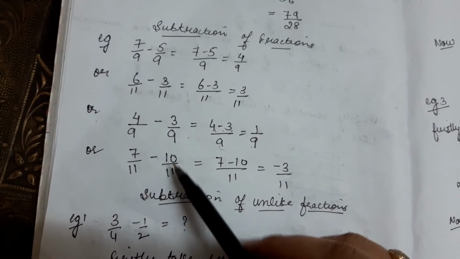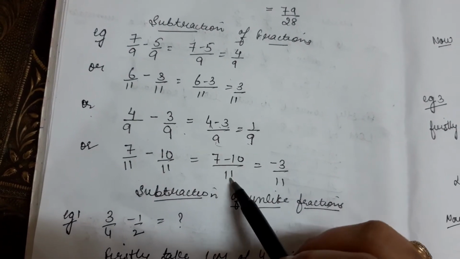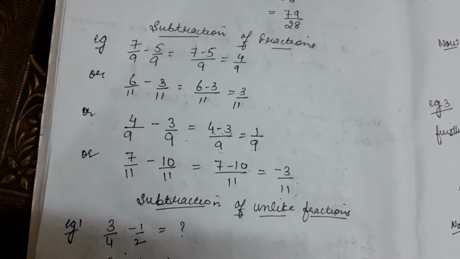7 by 11 minus 10 by 11. So again the numerators will be subtracted. 7 minus 10 by 11. 7 minus 10 is minus 3, divided by 11.